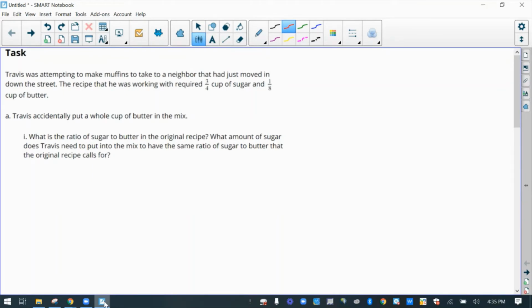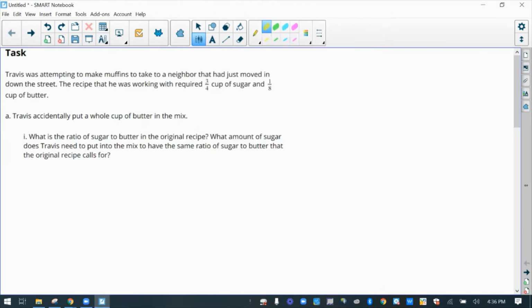Travis was attempting to make muffins to take to a neighbor that had just moved in down the street. The recipe that he was working with required 3/4 cups of sugar and 1/8 cup of butter. Travis accidentally put a whole cup of butter in the mix. Now, we need to be able to figure out how we can offset that with the other ingredients. This problem is scaffolded, which provides the students with some direction on how to start the problem.